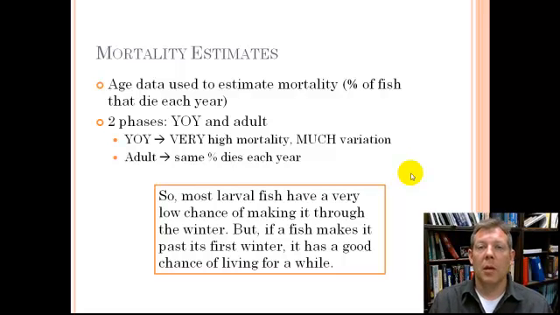Consequently, most larval fish have a very low chance of making it through their first winter. Most larval fish are going to die. But if you make it through that first winter, then you've got a much better chance of living longer. And we also separate these two because as fish managers, we tend to focus more on the adult mortality because we have a lot more control over that. And of course, it's probably a little bit easier to measure, and the adult fish are the ones that we're most interested in.